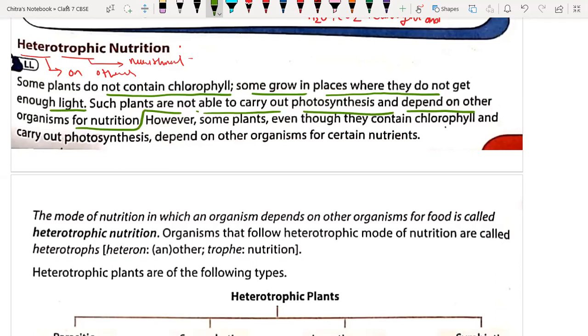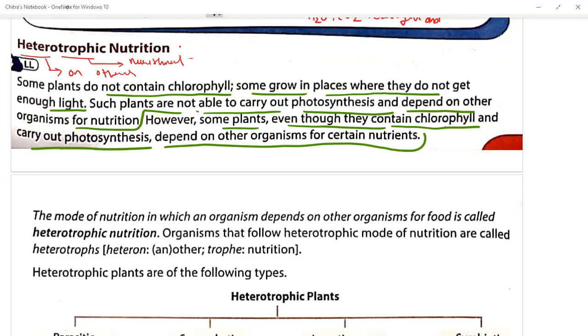However, some plants, even though they are green, meaning they contain chlorophyll and carry out the photosynthesis reaction, do not form the required amount of food for themselves. That's why, despite having chlorophyll, they still depend on other plants. They do not prepare enough food for themselves, so they depend on other organisms for certain kinds of nutrition. Such plants are also called heterotrophs.